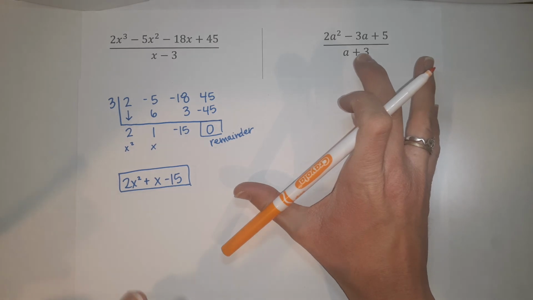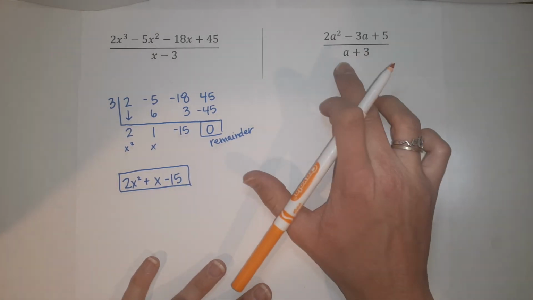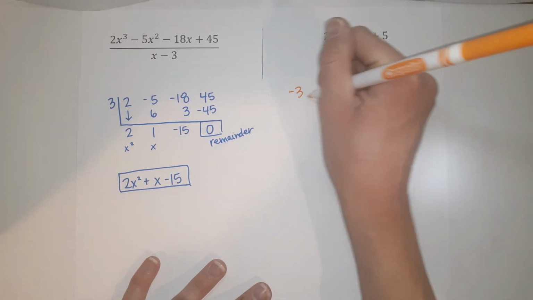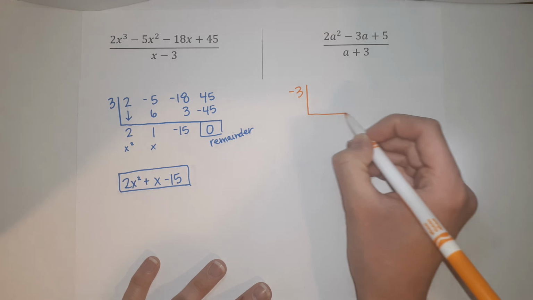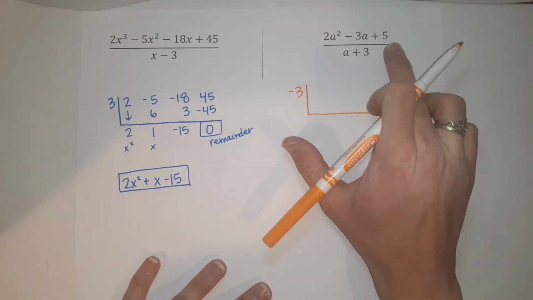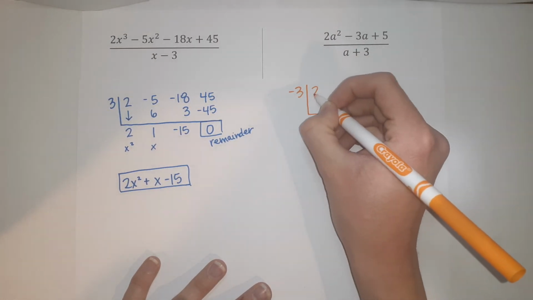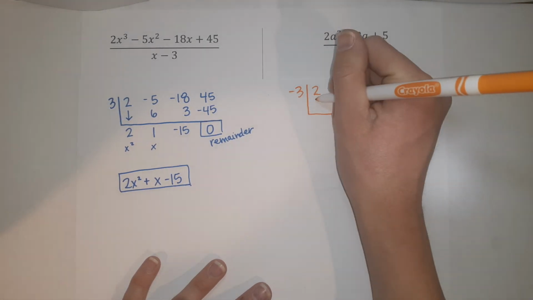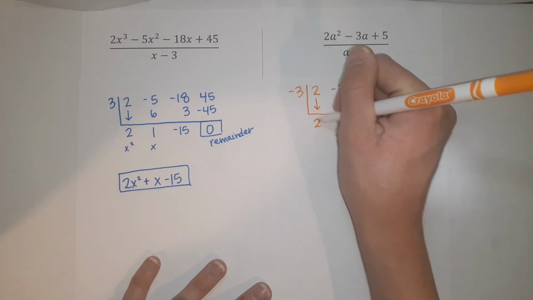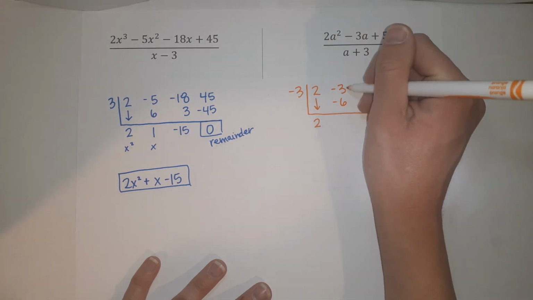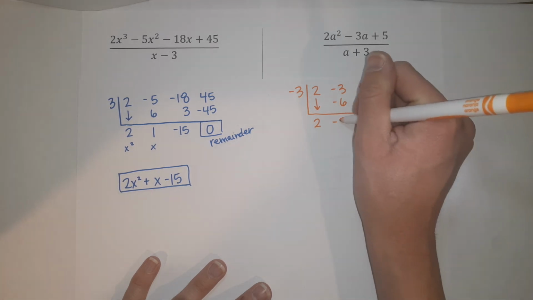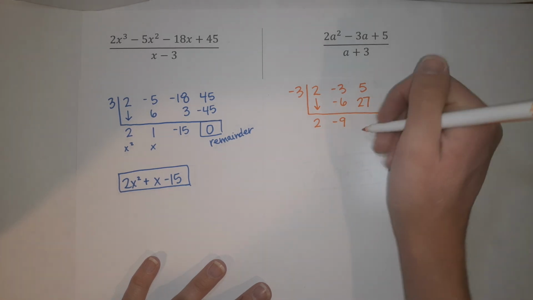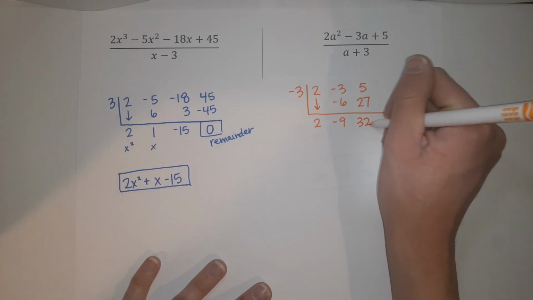So same thing, first of all, I check and make sure that I can use synthetic division for it, and I can. Take this and change the sign. So it's going to be a -3. And then my numbers are 2, -3, and 5. Bring this down. 2 times -3 gives me -6. -3 minus 6 gives me -9. -9 times -3 gives me 27. 27 and 5 give me 32.